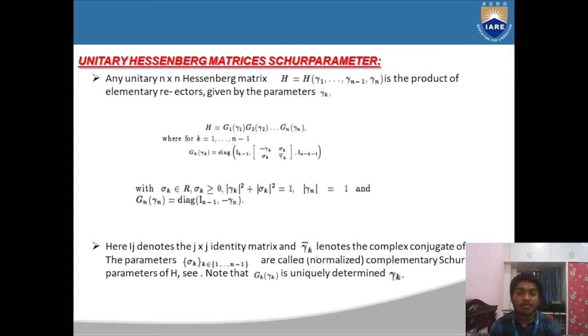The parameters σk, k from 1 to n−1, are called the normalized complementary Schur parameters of H. Note that Gk(γk) is uniquely determined by γk.